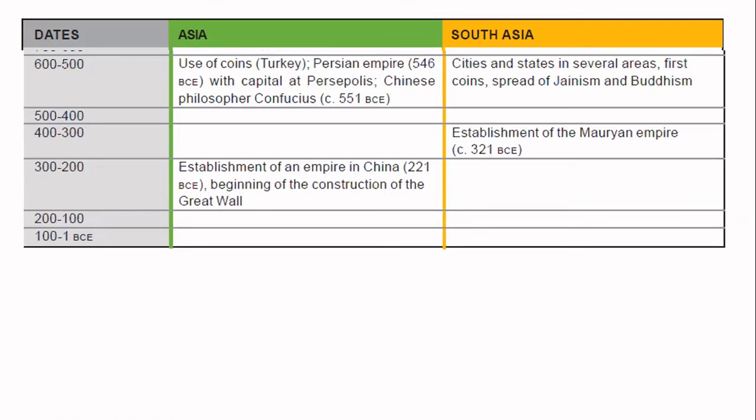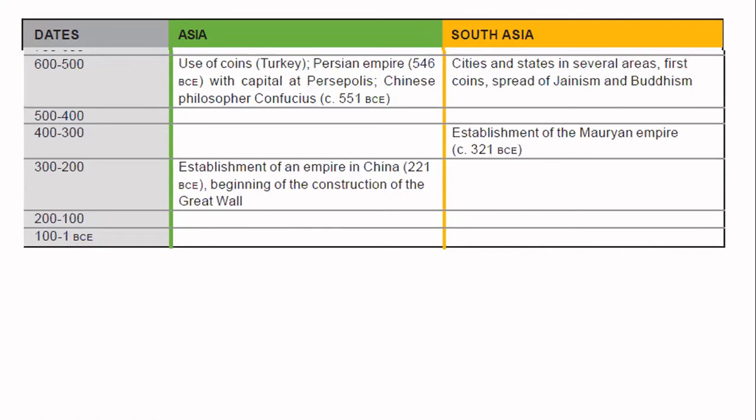Then 600 to 500 years ago, we saw use of coins in Turkey. We can see a Persian Empire, 546 years before Common Era, and the capital is Persepolis. We see the Chinese philosopher Confucius. In South Asia, we see that cities and states in several areas, we see the first coins, and we also see the spread of Jainism and Buddhism.